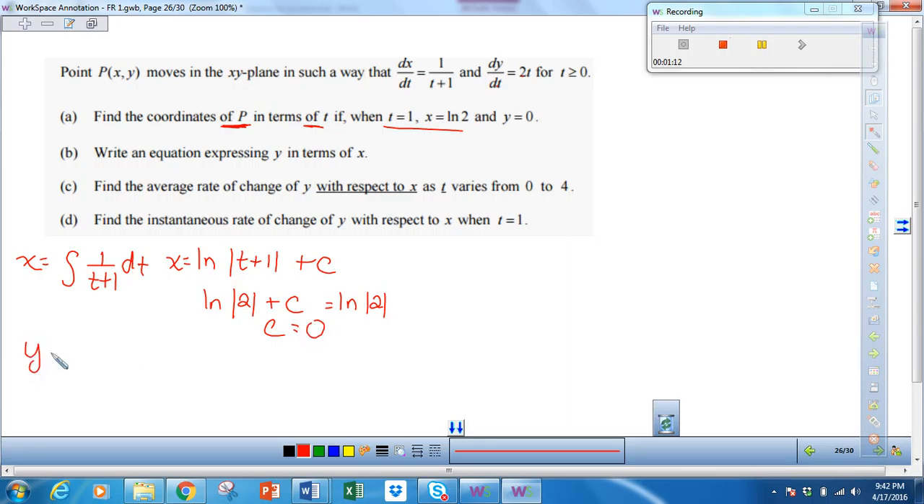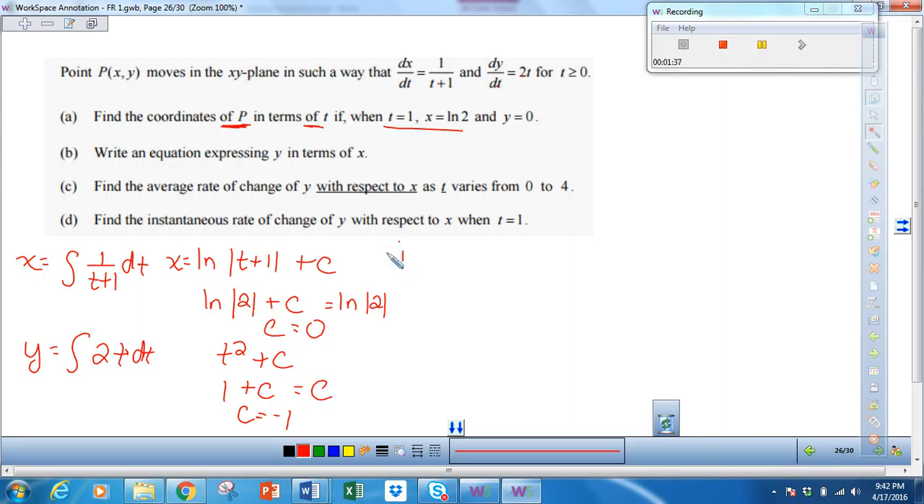To find Y, we integrate 2t dt, and we get t squared plus c. Again, we have to use the initial condition, so when t is equal to 1, y is equal to 0, so c is equal to -1.